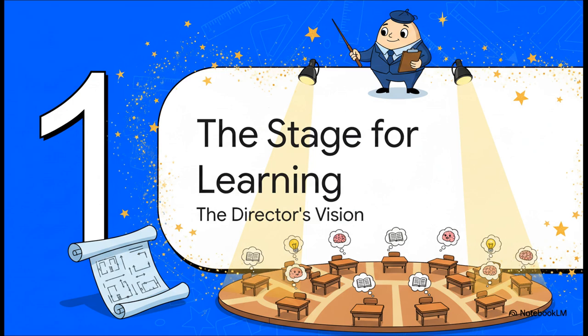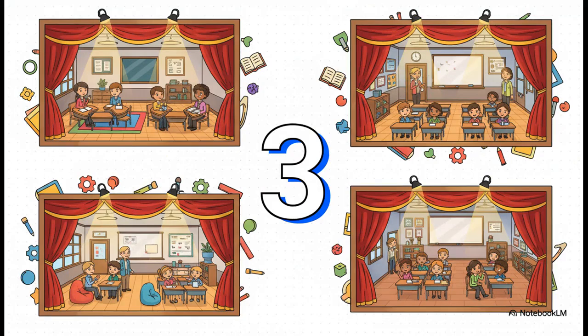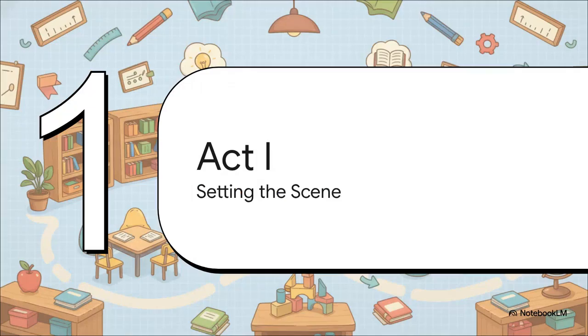The whole point is to organize the physical space, not just to look good, but to make movement easy. And most importantly, to keep all of our actors, our students, completely focused on the main performance, learning. Now, this might sound like a lot, but don't worry, we're going to break it all down, just like a play. We're taking the 12 key strategies from the source material and organizing them into 3 simple acts. So let's pull back the curtain on Act 1, setting the scene.